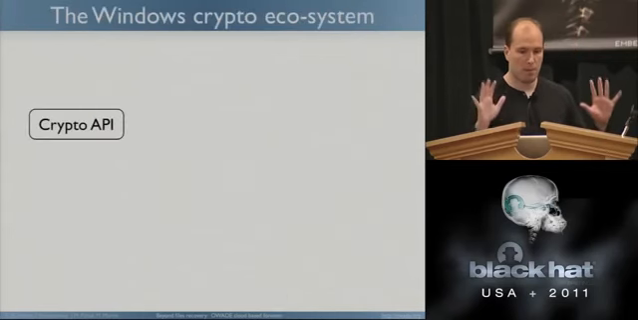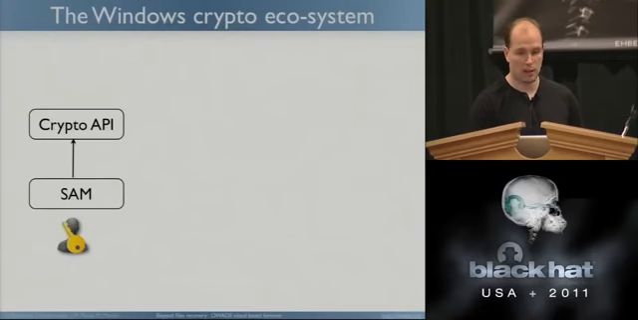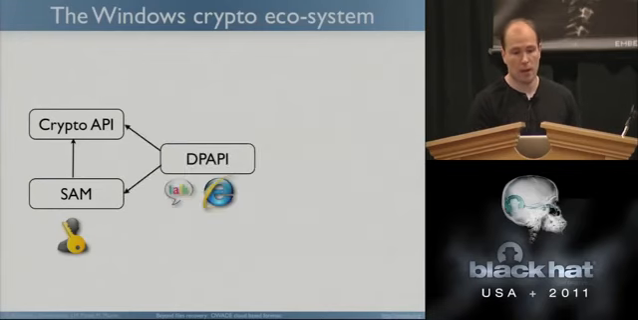So the big picture is the following. At the bottom, you have the crypto API, which does all the encryption by itself. And you have the security account manager, which basically stores all the user passwords. It's like the keychain in Apple. And then you have DPAPI, which is basically a transparent API for a program to encrypt and decrypt data, which is going to be tied to the user password.